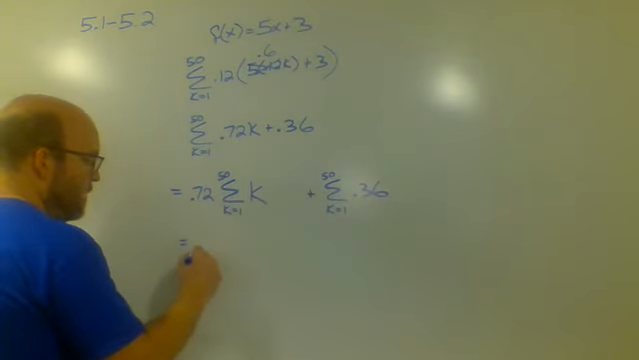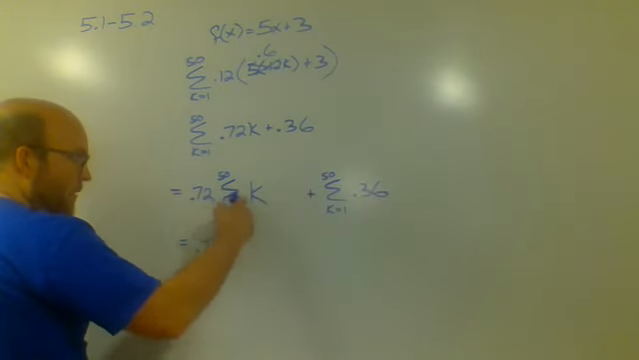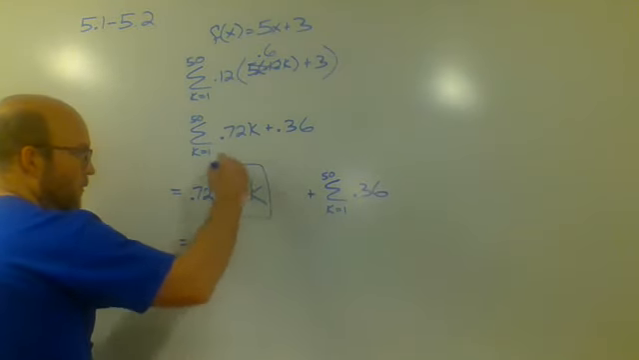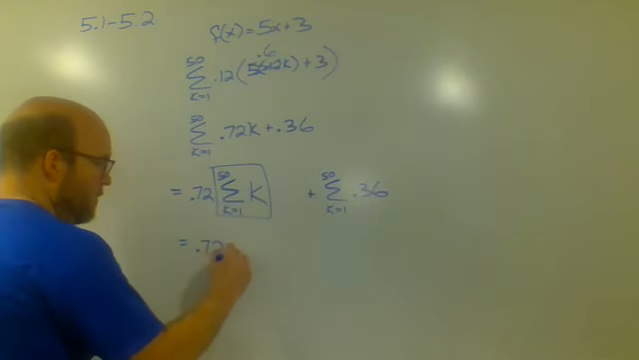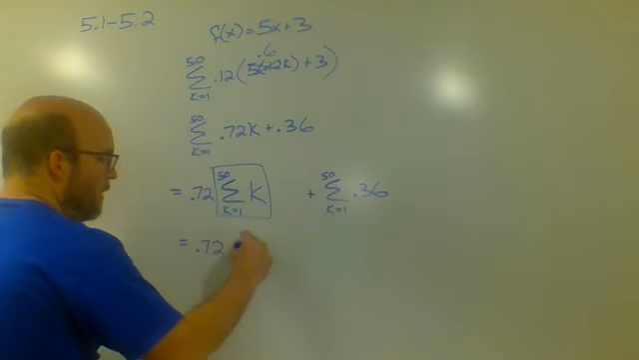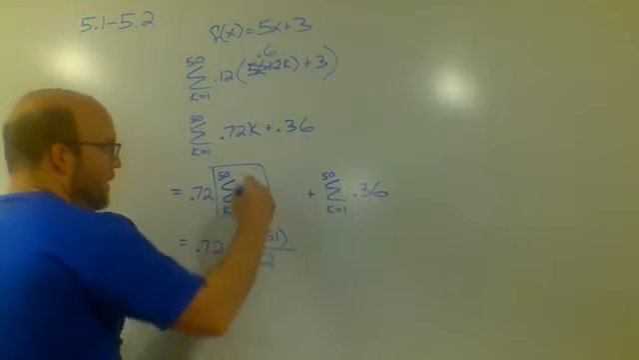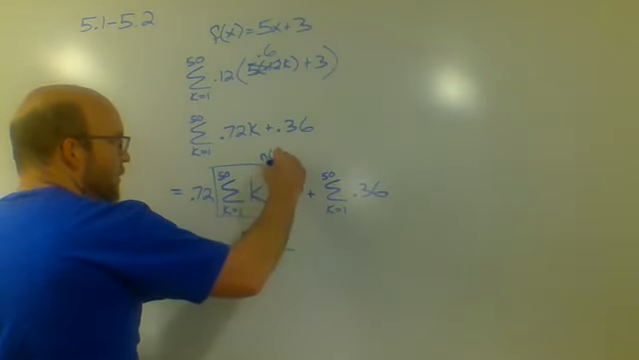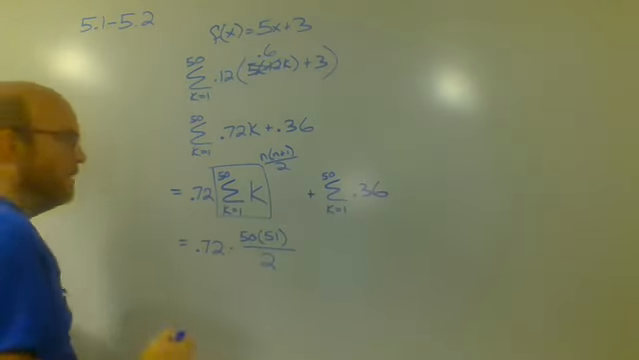And so from here, 0.72 comes down, and this is one of our formulas. We're starting at 1, going to 50 for just a k. So this is where you're multiplying by 50 times 50 plus 1 over 2. So again, this is using the n times n plus 1 over 2 formula. So that's what we get here.